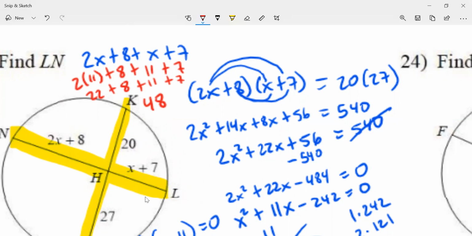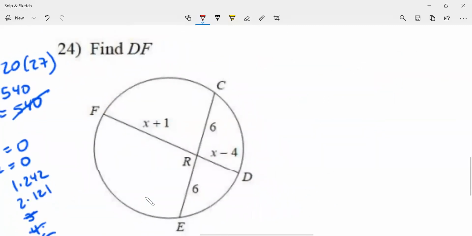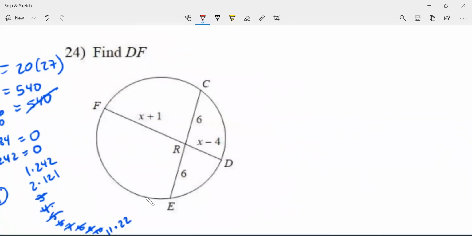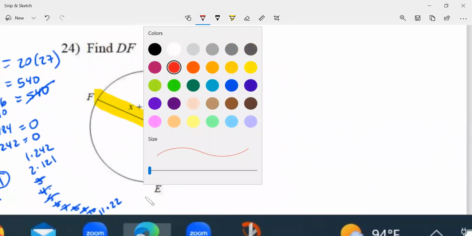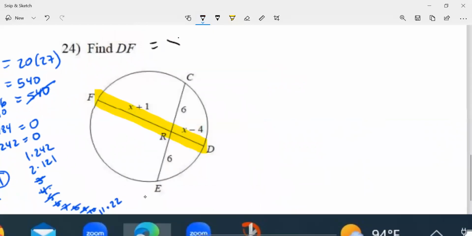Okay, let's take a look at number 24. Find the measurement DF. So from D all the way to F. Just for me to know what I'm coming back to, this is x plus 1 plus x minus 4. So as long as I know what x is, easy. Okay. What I'm going to do is solve for x first.